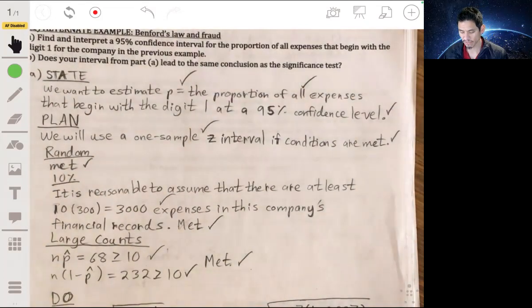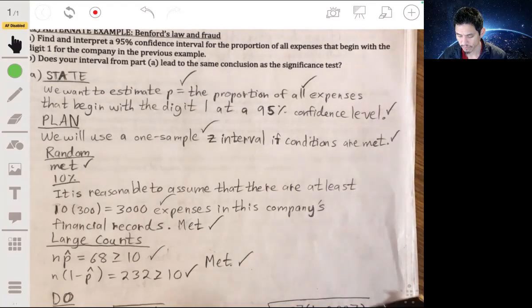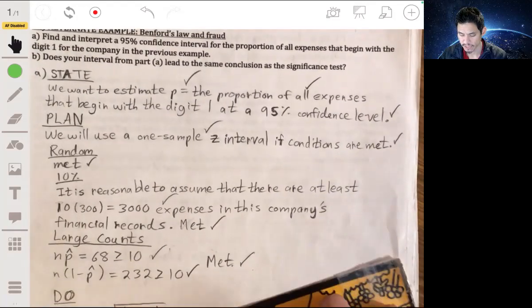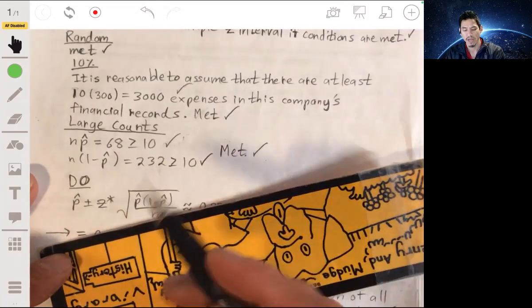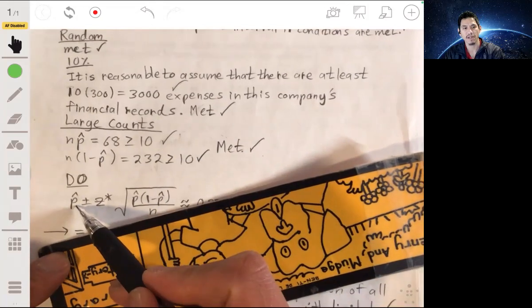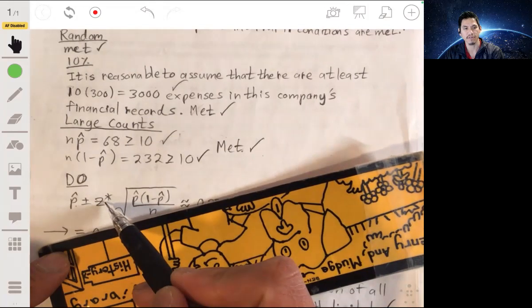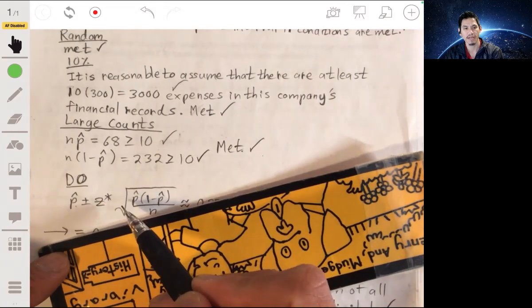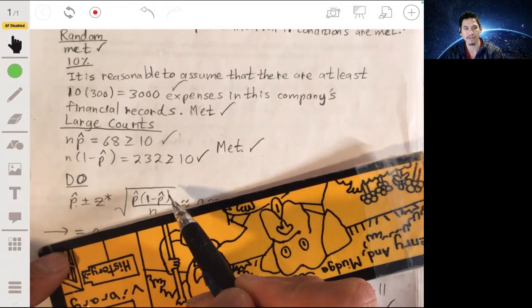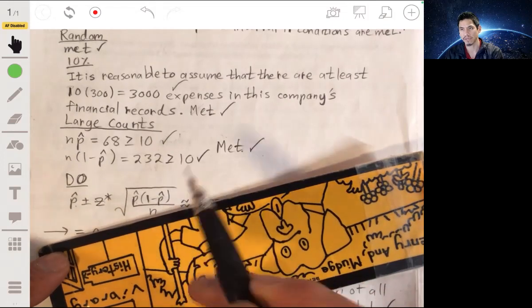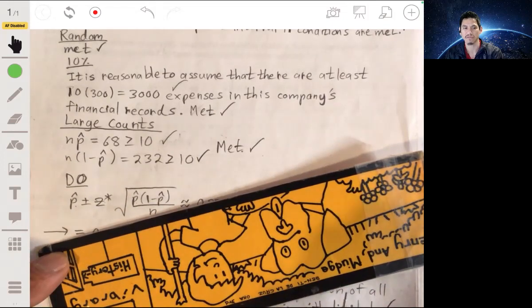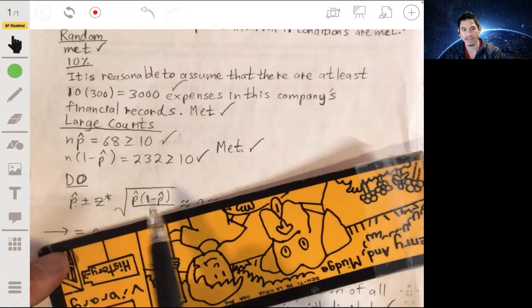And let's not forget our form. I know it's been a chapter or so, but I don't want to give it away already. But remember, our point estimate, p hat, plus or minus our critical value, z star, times the standard deviation of the statistic. And again, use p hat, not p naught for this, because we don't have a p naught when we're making confidence intervals. So we get this.